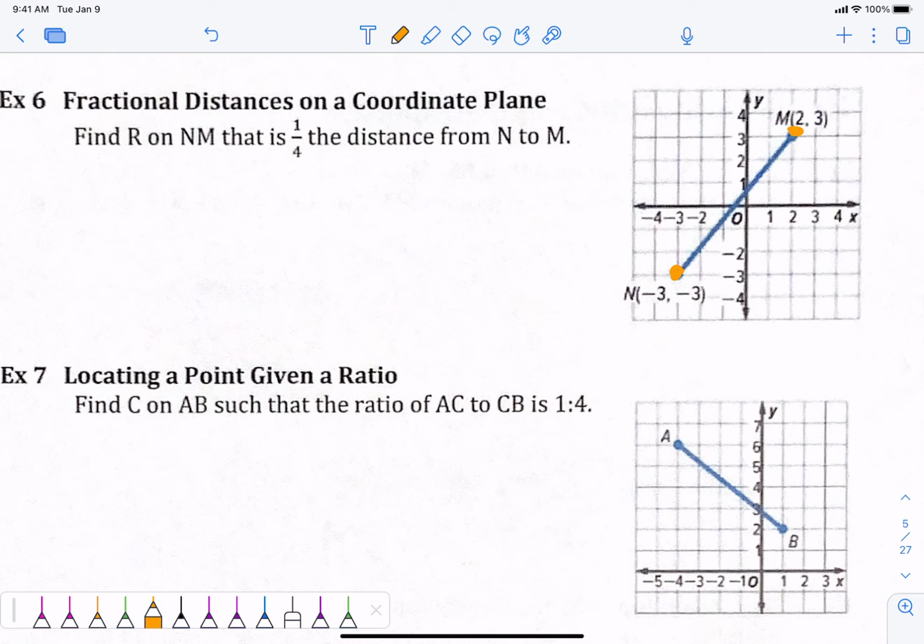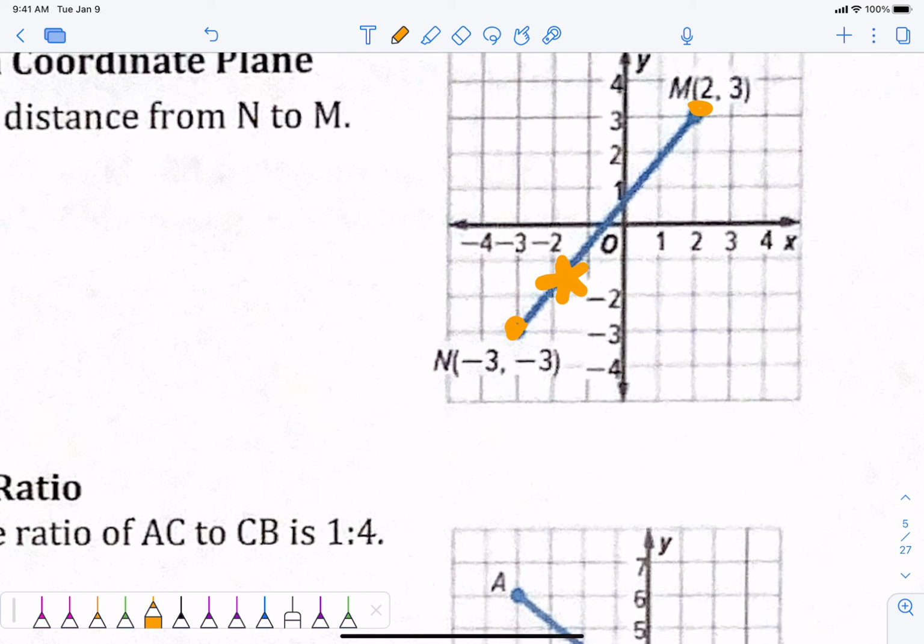Is R going to be closer to N or closer to M? 1/4 of the distance from N to M. I've gone 1/4 of the way, so it's going to be somewhere like over here, right? It's going to be closer to N, okay? It's 1/4 of the distance, okay?